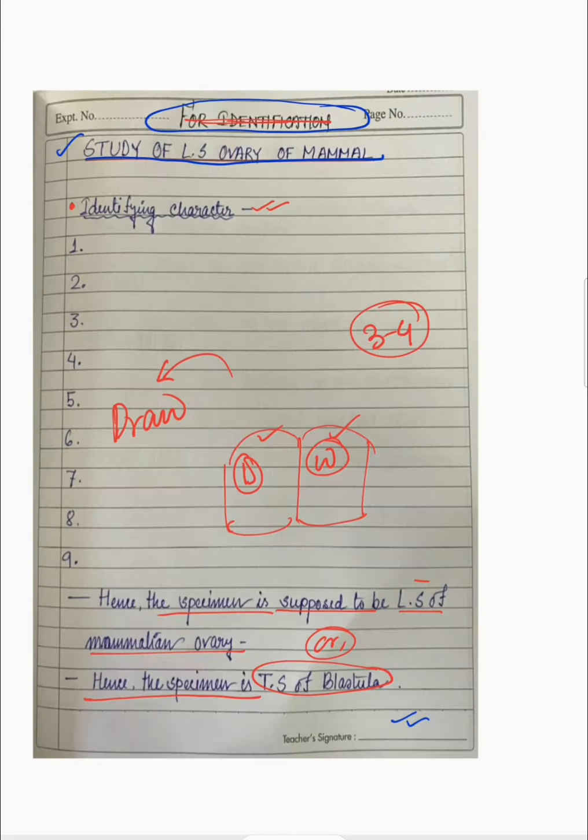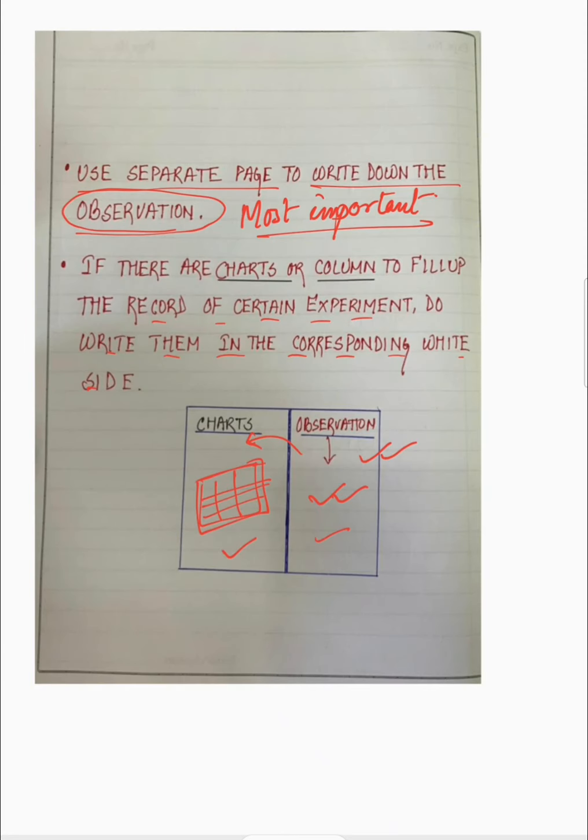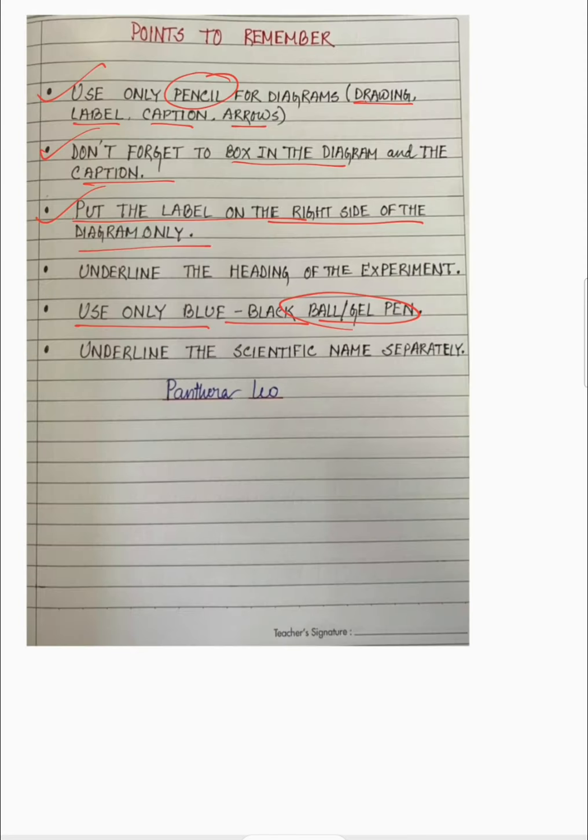You can see in that candle one, I have done everything on the right side, only on the one side. Don't put them around the diagram. It makes your page look dirty. Underline the heading of the experiment, you have understood, and another most important point, that is underline the scientific name separately.